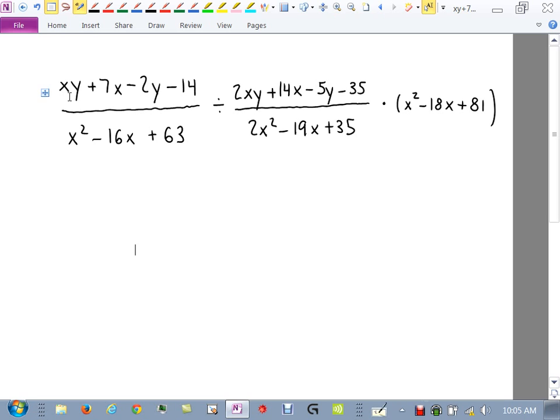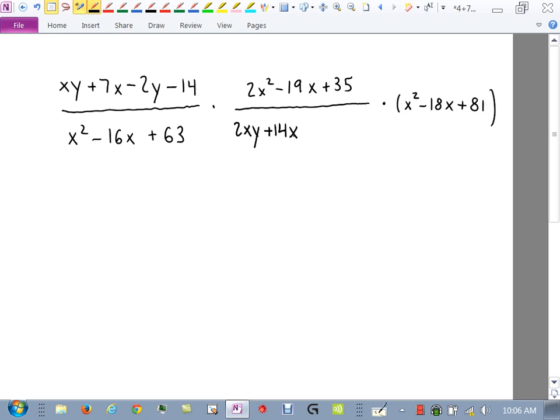Let me flip this second one around, and because I'm doing electronic ink, it'll be easier for me. So 2x squared minus 19x plus 35, and then where was this nasty thing? 2xy plus 14x minus 5y minus 35.